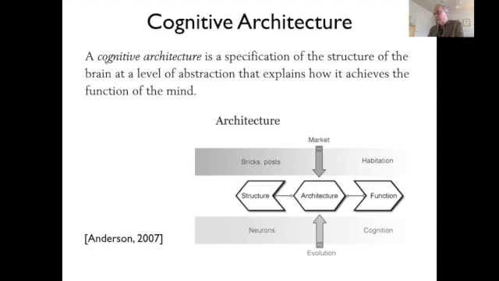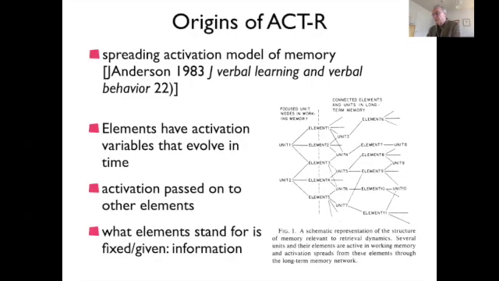And I could have a little quote here from that book, where he says a cognitive architecture is a specification of the structure of the brain at the level of abstraction that explains how it achieves the function of the mind. So you can see that there's this explicit idea to abstract from the neurons, the implementation level, to the more abstract functional characterization through a cognitive architecture. And maybe it's useful to give you a few concrete ideas of how ACT-R is done, and you could say similar things about SOAR. So the historical origin of ACT-R was actually a so-called spreading activation model of memory, from 83.